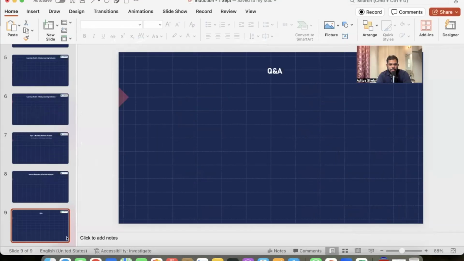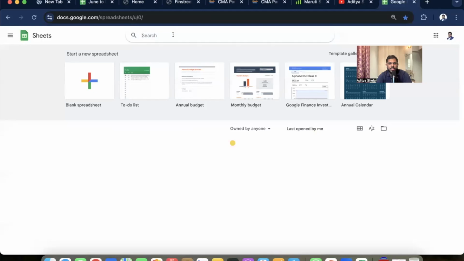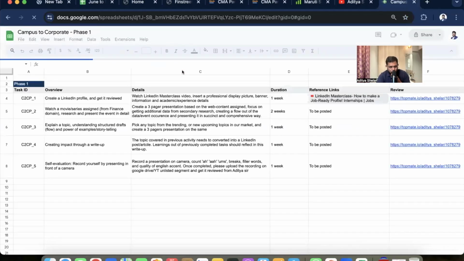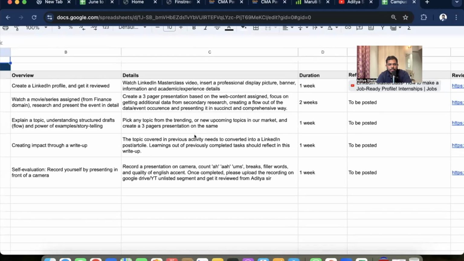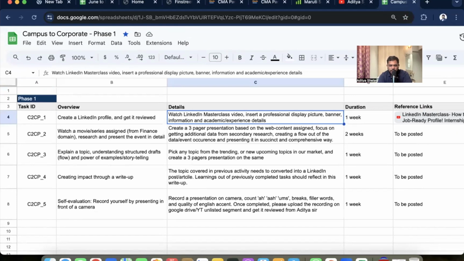Let me see if the sample is available right now. See, the campus to corporate is a very different kind of program. Not many people would get it, but let me check. Campus to corporate phase 1. Okay, I'll explain phase 1 to you. There will be some tasks assigned to you, like creating a LinkedIn profile and getting it reviewed. There is some reference material for you.